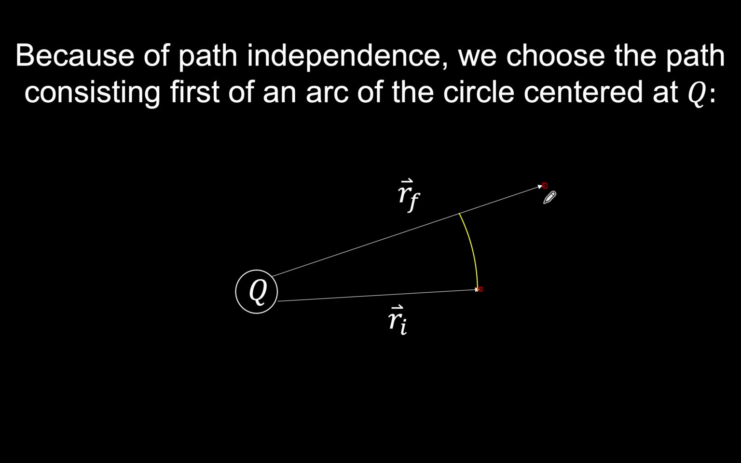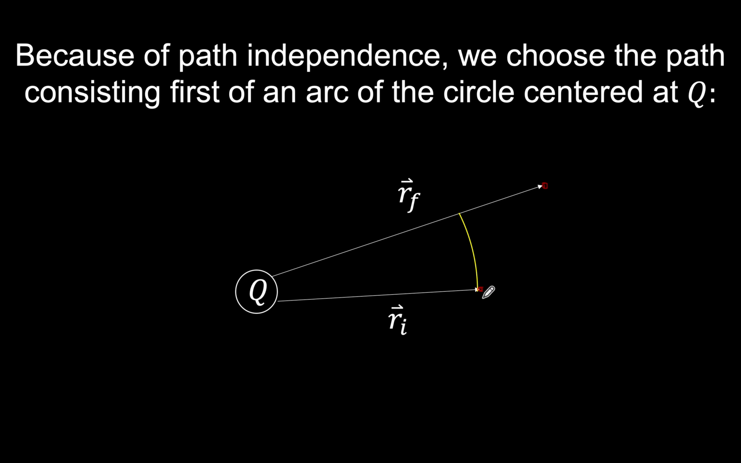So maybe the first thought we would have is we could just draw a straight line from here to here, and we could try to integrate along that r displacement. And we could do that. It wouldn't be horrible, but there's an easier way to deal with this. Because of path independence, we can choose any path that we want that gets us from this initial point to this final point to calculate the potential difference between them.